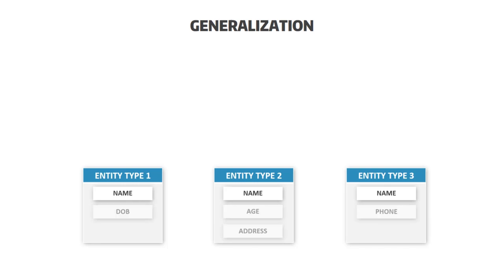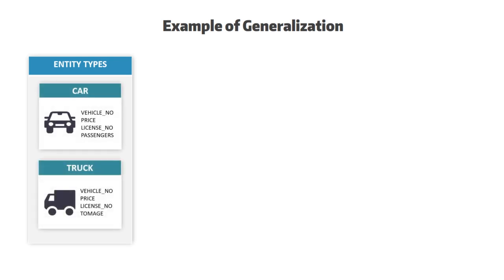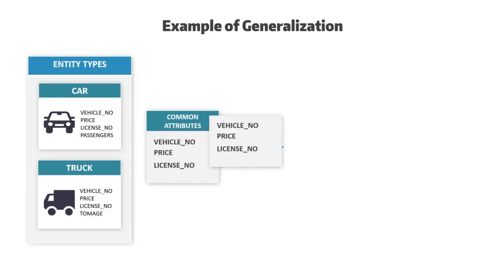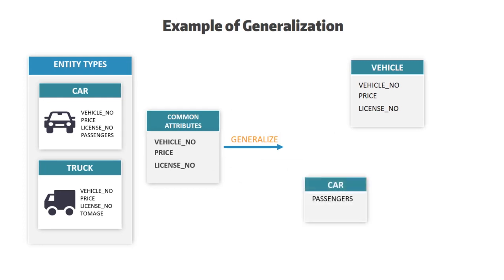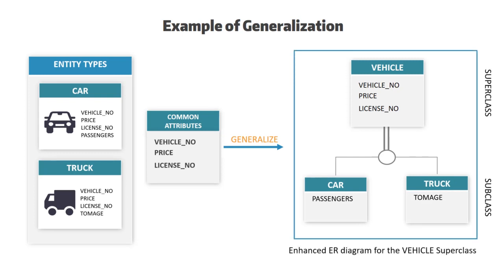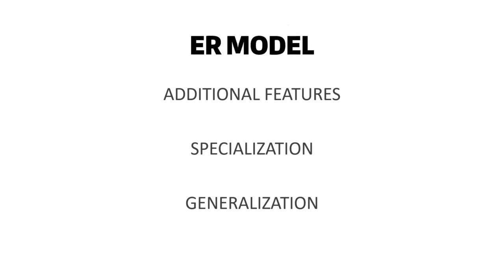Generalization is the process of suppressing the differences among several entity types, identifying their common features, and generalizing them into a single superclass. It's a reverse process of specialization. For example, consider the entity types car and truck. The two will have several common attributes like vehicle number, price and license number. So, we can generalize them into an entity type vehicle. Both car and truck are now subclasses of the generalized superclass, vehicle. The enhanced ER diagram for the vehicle superclass will be shown as follows. In this video we have discussed additional features, specialization, and generalization of ER model.